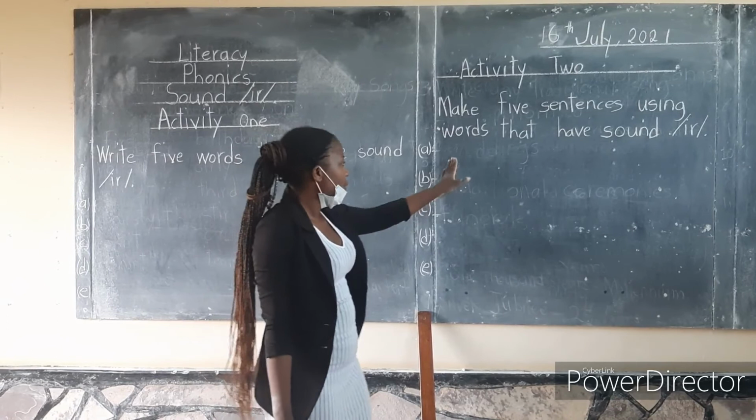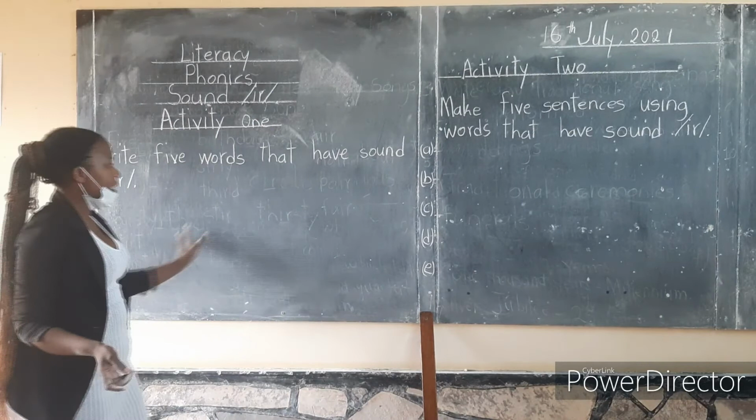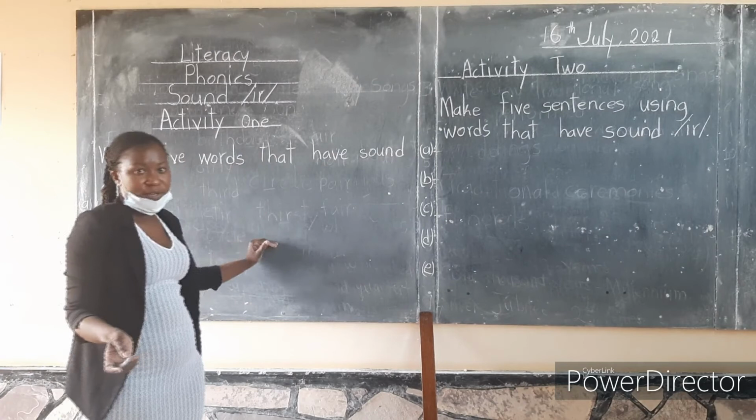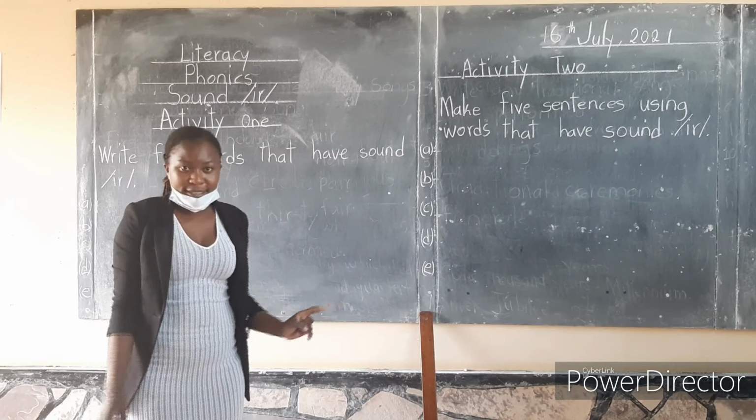Me, what I did on the chart, I wrote the words this side and the sentences beside. Beside the words, you write sentences. But with you, it's different. Activity one, you write words. Activity two, you write sentences. Is it clear? Is it clear?